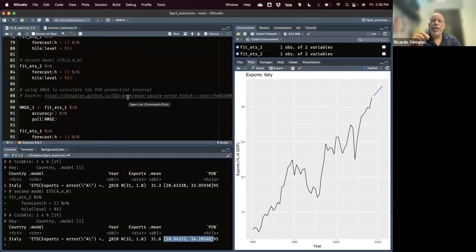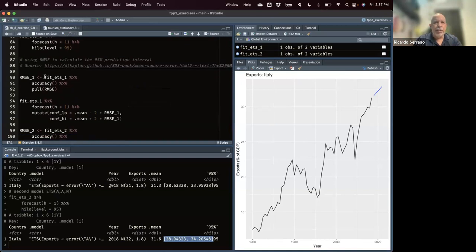95% confidence interval. And if you look at the formula of the RMSE, it's very similar to the standard deviation. In other words, the RMSE takes the errors squared, the difference between observed and fitted, which is the residual, squared. Get the average of that sum of squares, and then take the square root. So it's very similar to the standard deviation that we're getting from each of the forecasts.